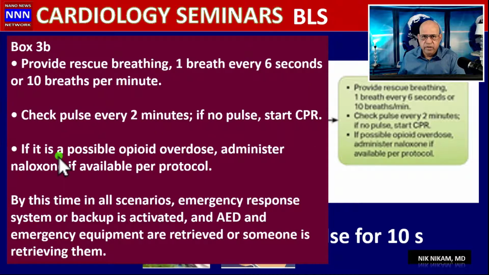Always think about these patients having overdose on certain drugs, medications or street drugs, and always be on the alert to administer naloxone if available per protocol. By this time, emergency response system or backup must have arrived, and you place an AED, get the emergency equipment, try to continue with the CPR. So this is the part where we focus upon their respirations. These are the patients who have pulse.